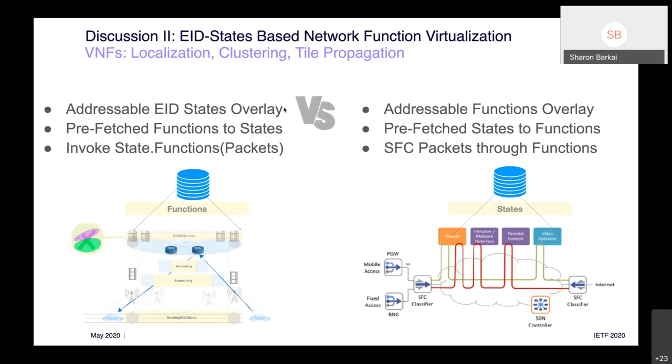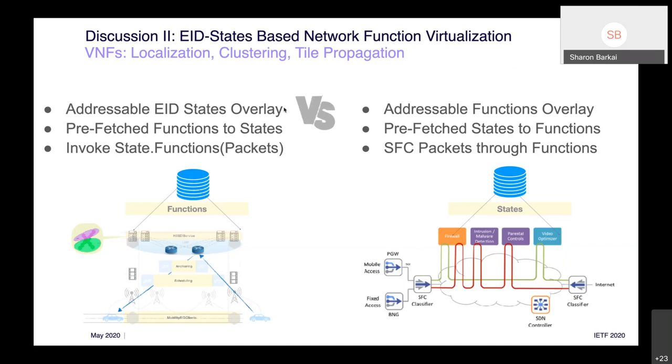In SFC, when we do in-network processing, we use addressable functions, network functions, using the overlay, we attach addresses and we traverse these VMs as if they were physical devices. But the states that these functions need, like the whitelist, the blacklist, the filters, whatever they need in order to operate correctly, are prefetched. So the functions are addressable, the states are prefetched.